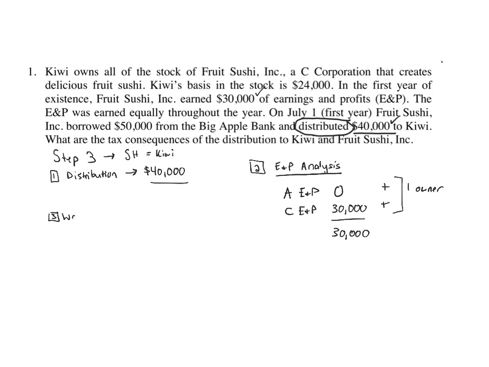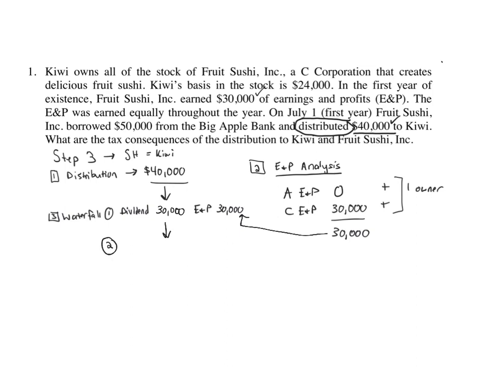Step 3 is the waterfall. So we take the distribution from part 1. I said step 3, sorry. Part 3, waterfall. We go down the waterfall. Our first stop is dividend to the extent of earnings and profits. So we've got 30,000 EMP, right? Move that over. That means the first $30,000 is a dividend.